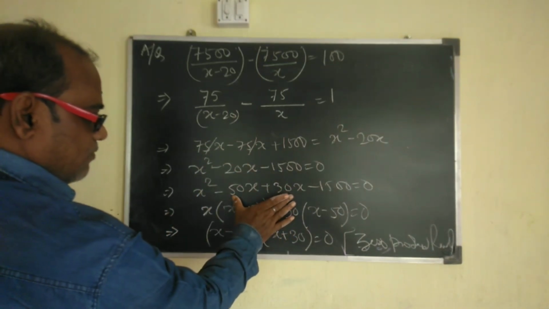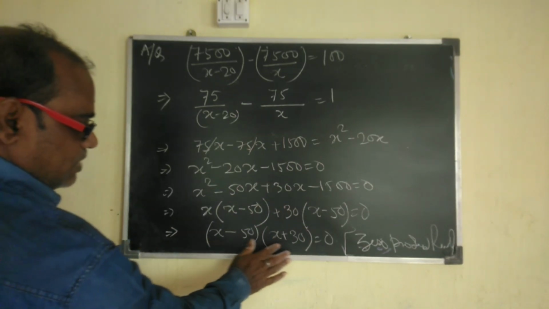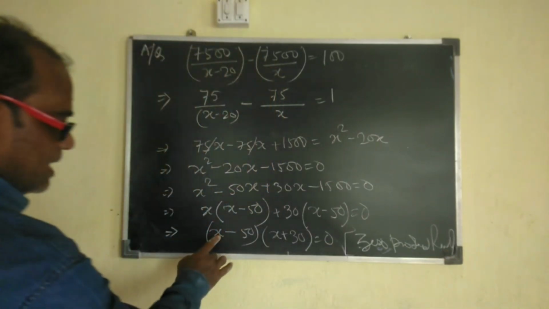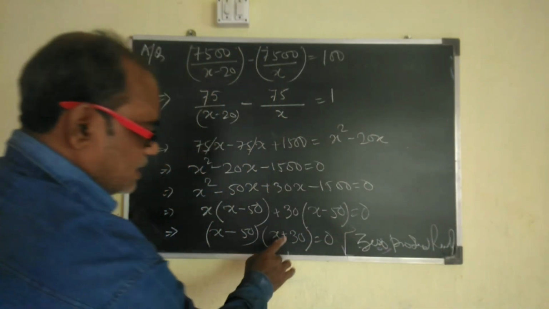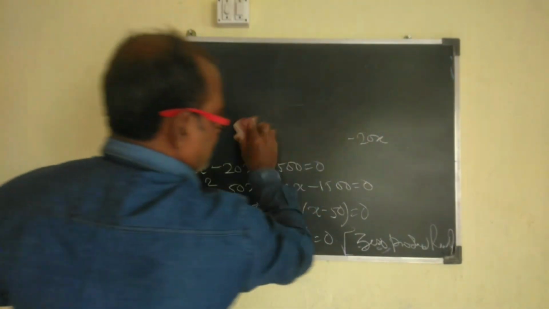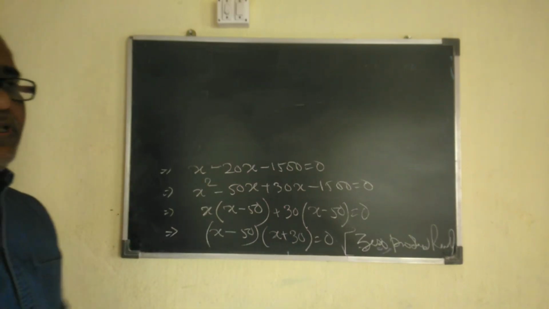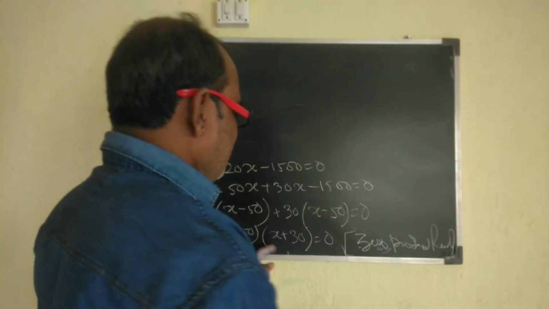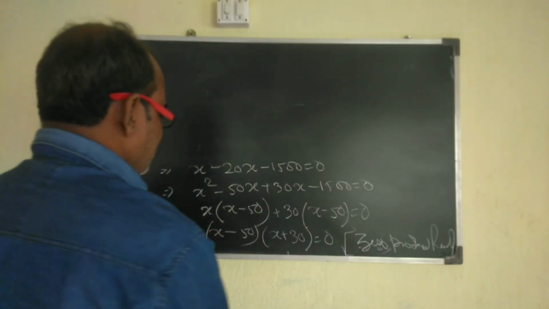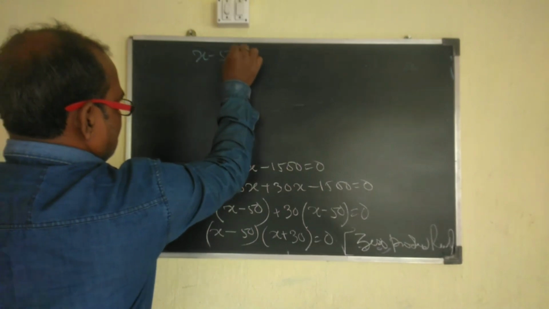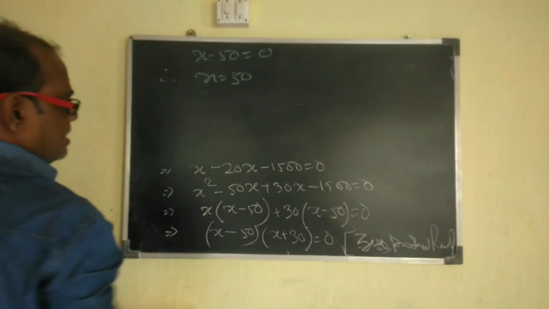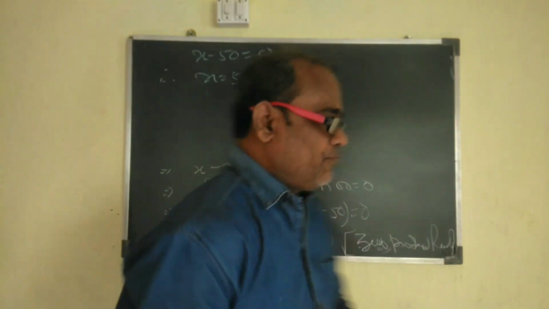So we can write in this format, and we get x minus 50 into x plus 30 is equals to 0. Now here, using zero product rule, we get x minus 50 is equals to 0 and x plus 30 is equals to 0. Since x plus 30 is equals to 0, x is equals to minus 30, which cannot be taken. Therefore, we consider x minus 50 is equals to 0. Therefore, x is equals to 50. Hence, the number of children will be 50.